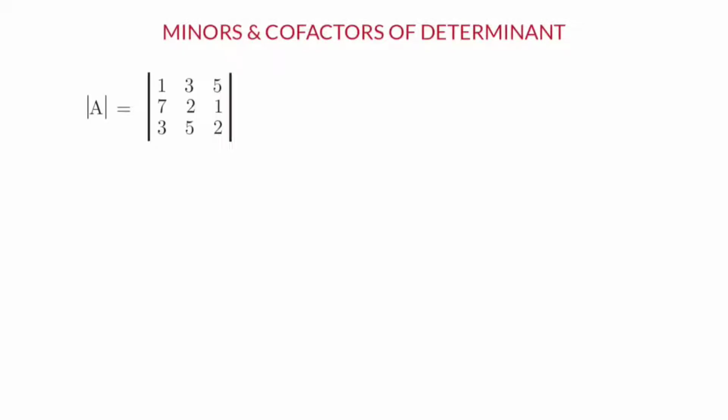In this video, we are going to talk about minors and cofactors of a determinant. Minors and cofactors are very important terms in a determinant. You need to understand the concept of minors and cofactors to learn about the inverse of a matrix, the adjoint of a matrix, and even to calculate the determinant of higher order matrices too.